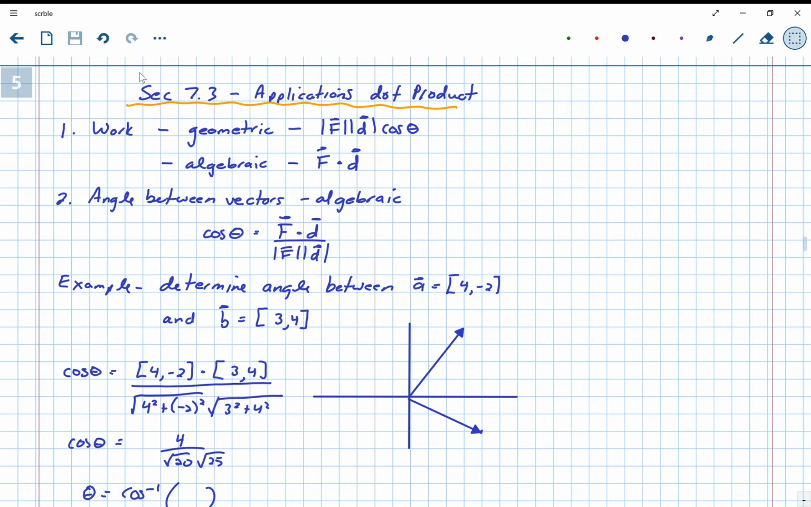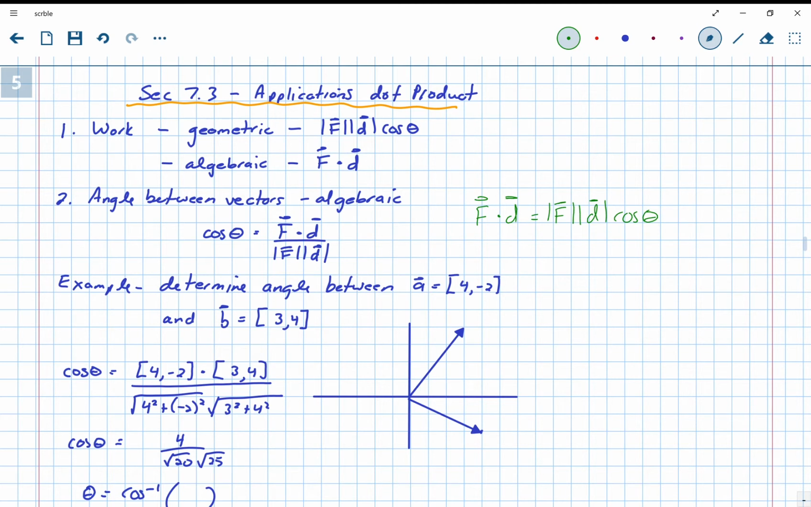Now if we put these two together, we get force dot displacement is equal to the magnitude of force times the magnitude of displacement times cos theta. We can rearrange this to get F dot D divided by the magnitude of F times the magnitude of D is equal to cos theta. This allows you to find the angles between vectors, and it is what a computer program would use to figure out angles between vectors.